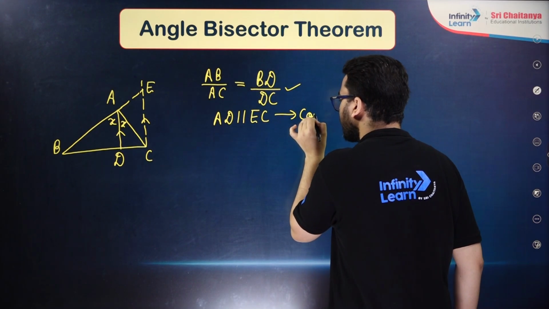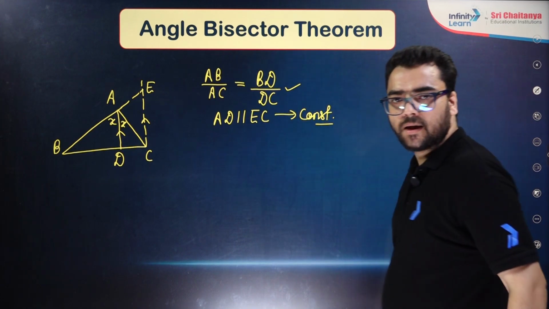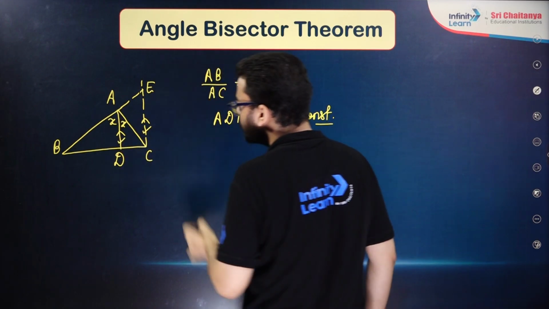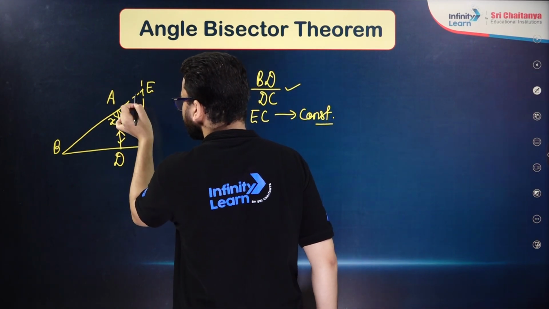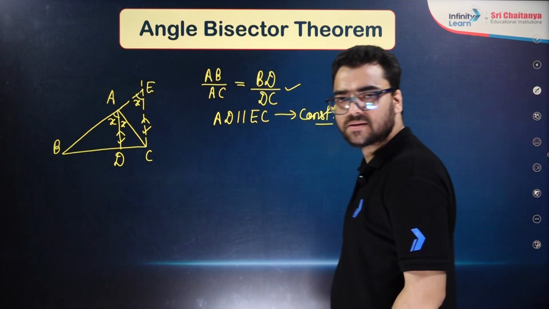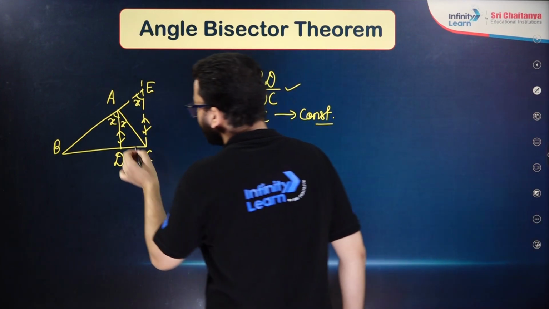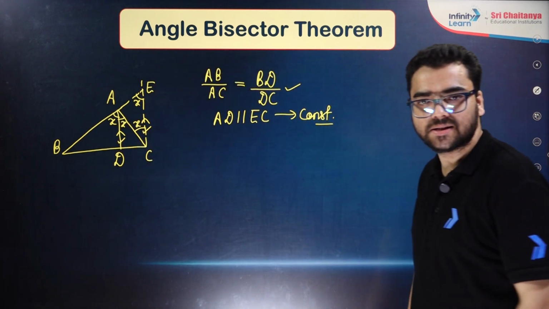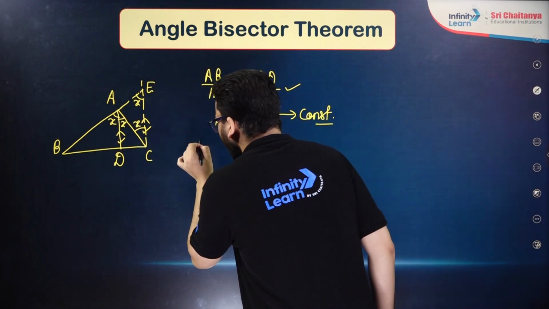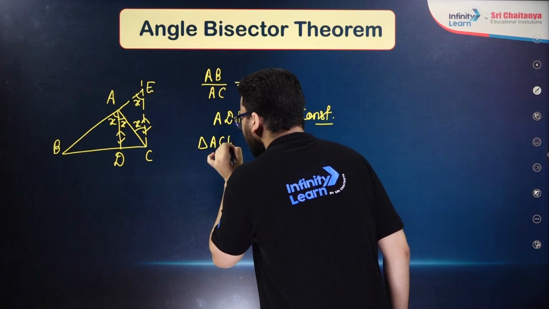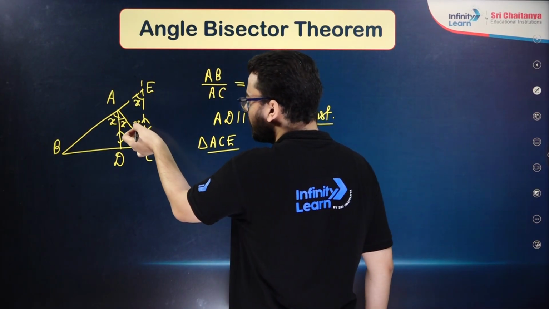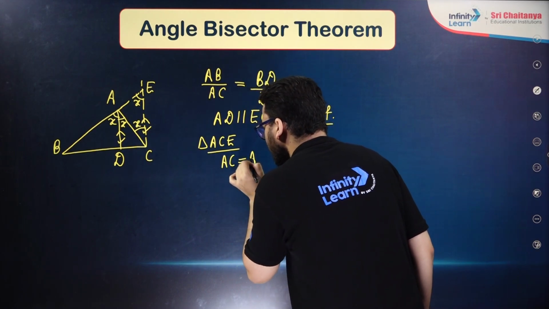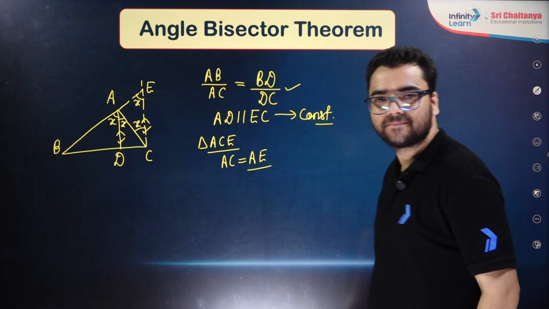Now the proof is pretty simple. See this, guys. If AD is parallel to CE, can't we say this angle is equal to this angle? Corresponding angles. Correct? Can't we say if this is x, this will also be x? Alternate interior angles. So in triangle ACE, if we have proved these angles to be equal, can we say AC is equal to AE? Yes, we can say that.